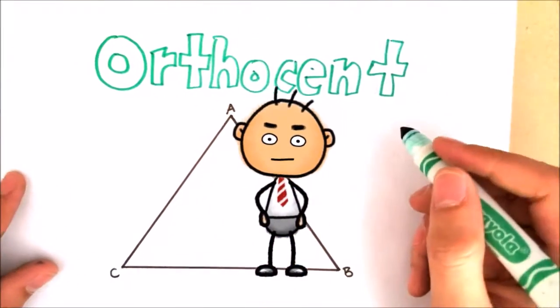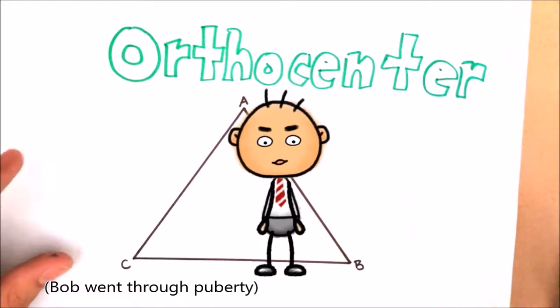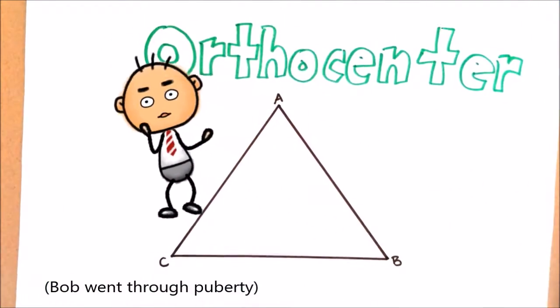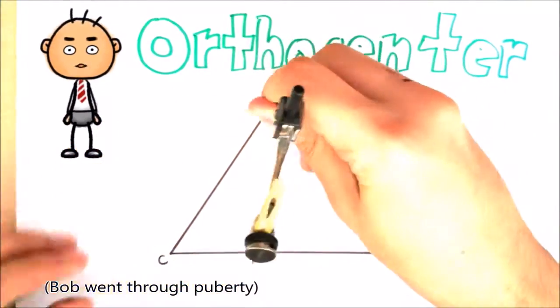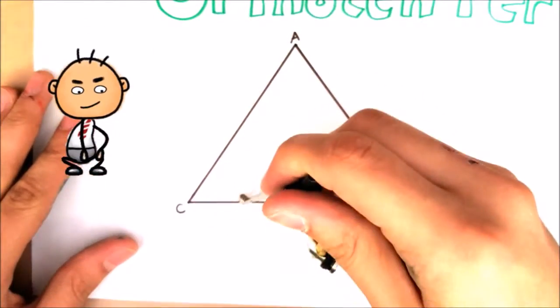The Orthocenter. The Orthocenter is the point where all 3 altitudes of the triangle intersect. There are 3 altitudes in the triangle, one for each vertex. In order to construct an orthocenter, you'll first put the leg of the compass on one of the vertices and on its opposite side draw an arc.